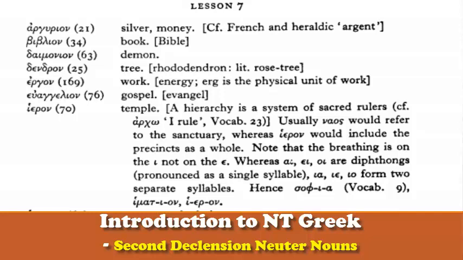Daimonion means demon. Dendron means tree. Ergon. You can remember that. That is what? Work. Euangelion means gospel. Take note.